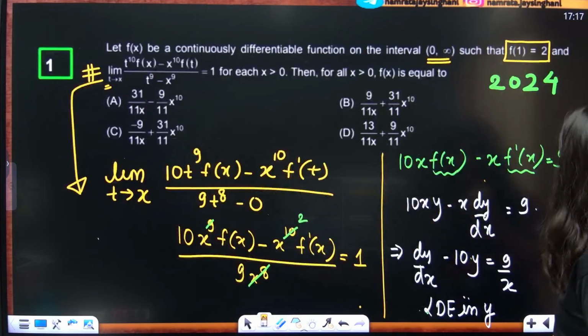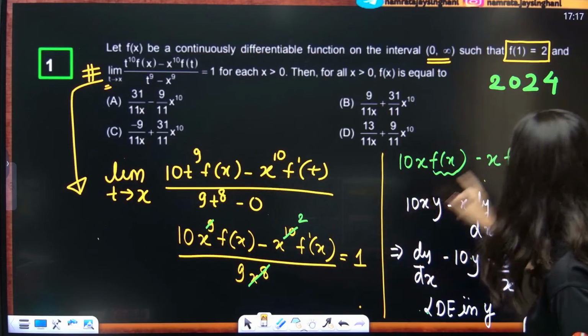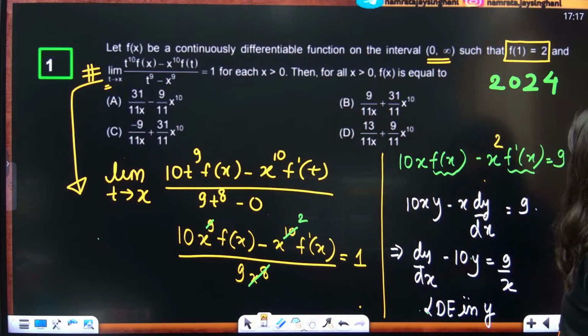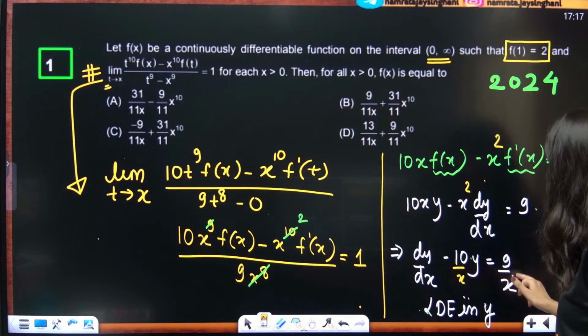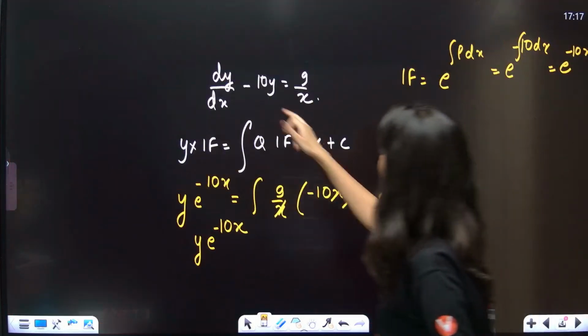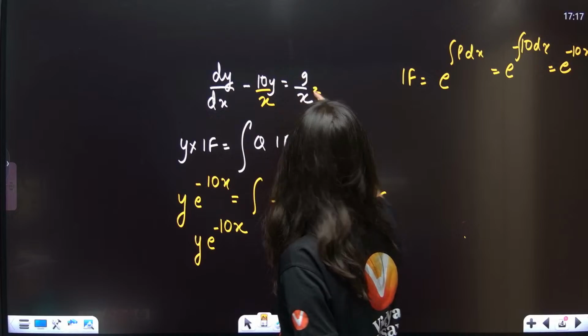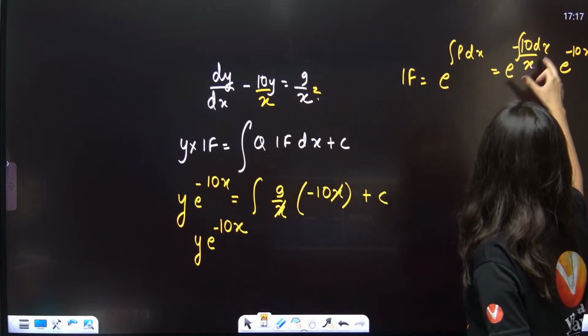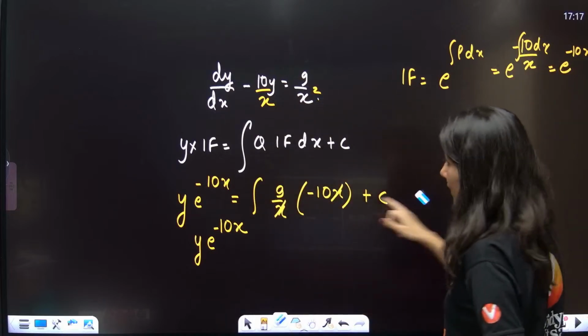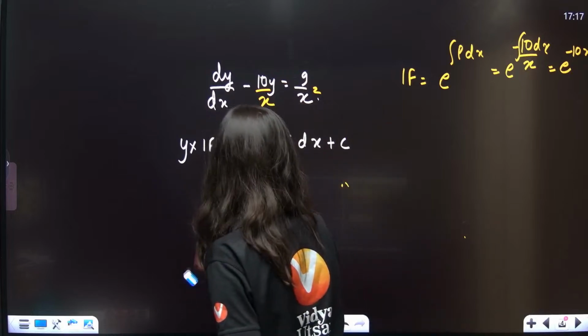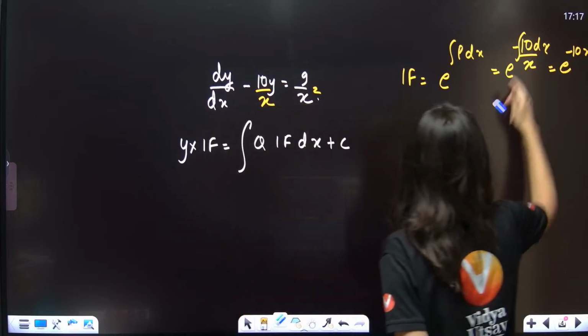Hold on. X square, no? Sorry, I missed something. This is x square, right? So this is x square dy by dx. So this is by x square, so by x. So this is minus 10. I think we need to redo it. I missed one square over here.